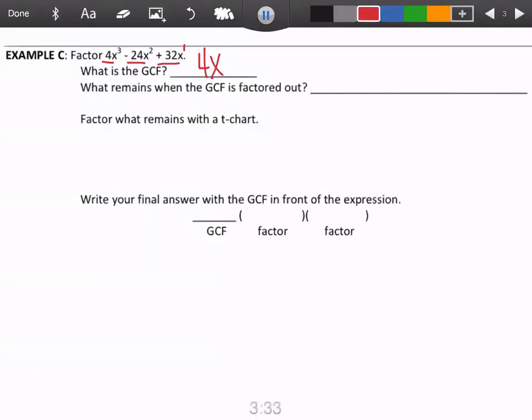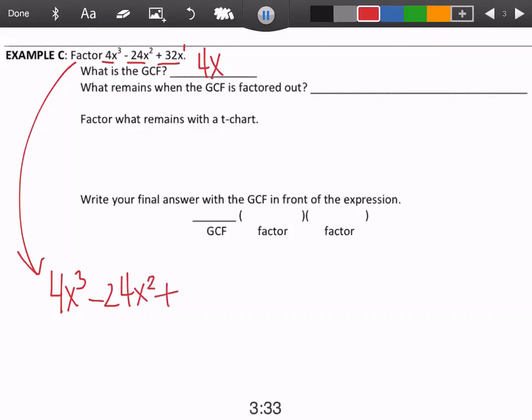All right, then we need to find what remains when the GCF is factored out. So I'm going to write our trinomial down here. 4x cubed minus 24x squared plus 32x. We're going to divide out the GCF. And when we divide out the GCF, we have to divide out every term by 4x.